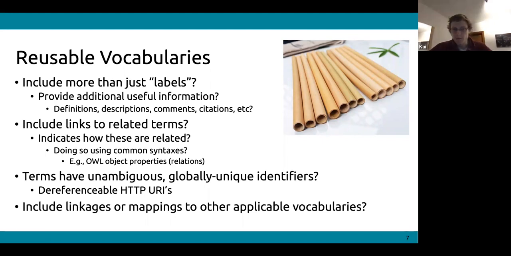Do terms have unambiguous, globally unique identifiers, as in IRIs that are unique to that term and will always be dereferenced on the web? Do they include linkages or mappings to other applicable vocabularies? All of these things help with the reusability of the vocabulary.